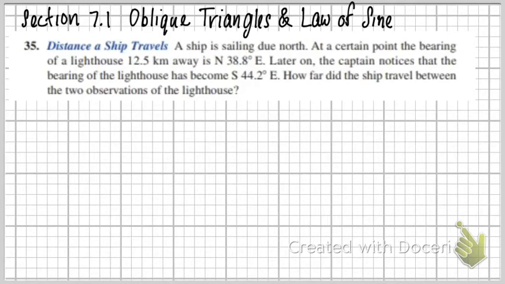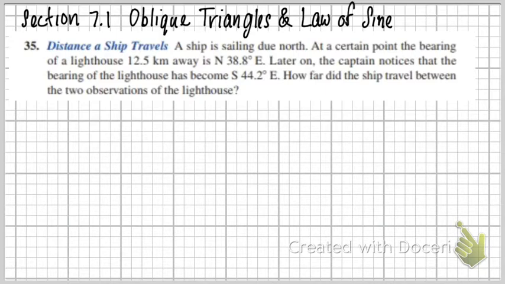A ship is sailing due north. At a certain point, the bearing of the lighthouse 12.5 kilometers away is north 38.8 degrees east. Later on, the captain notices that the bearing of the lighthouse has become south 44.2 degrees east. How far did the ship travel between the two observations of the lighthouse?